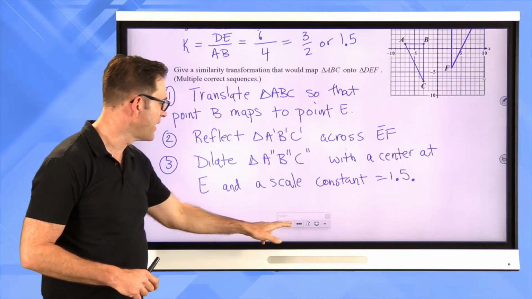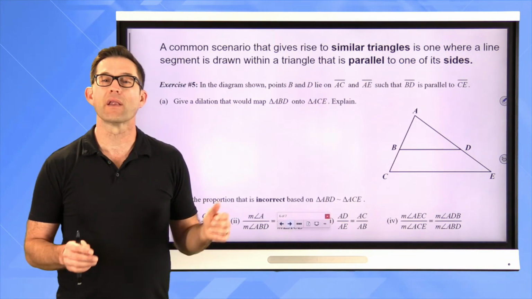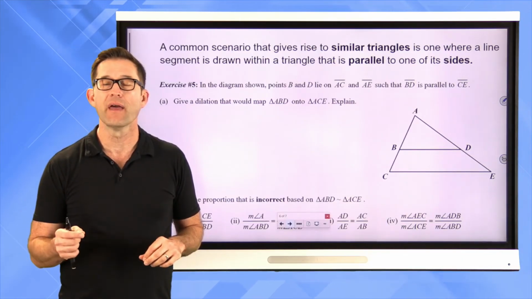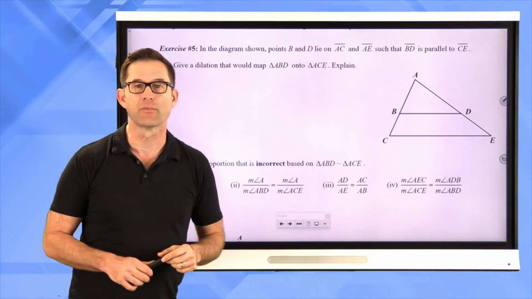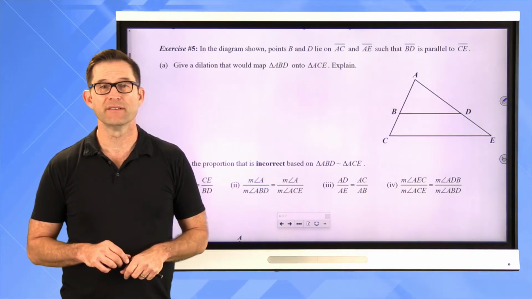All right, let's look at one last problem. A common scenario that gives rise to similar triangles is when a line segment is drawn within a triangle that is parallel to one of its sides, okay? And we've already seen this once, but let's take a look at it again. Exercise number 5. In the diagram shown, points B, C, and D lie on AC and AE, such that BD is parallel to CE. Give a dilation that would map triangle ABD onto triangle ACE. Explain. All right, why don't you go ahead and do that?